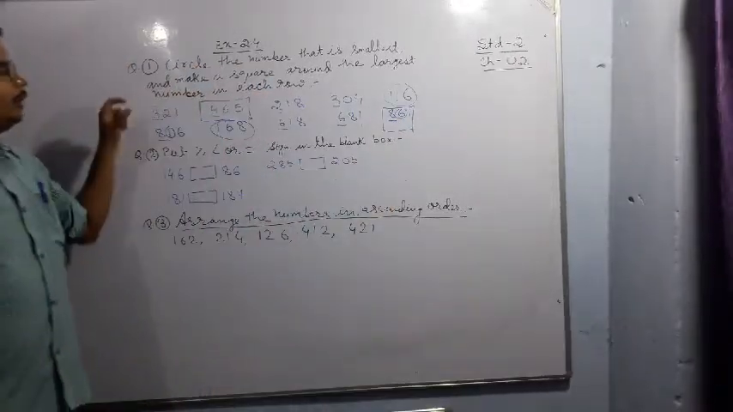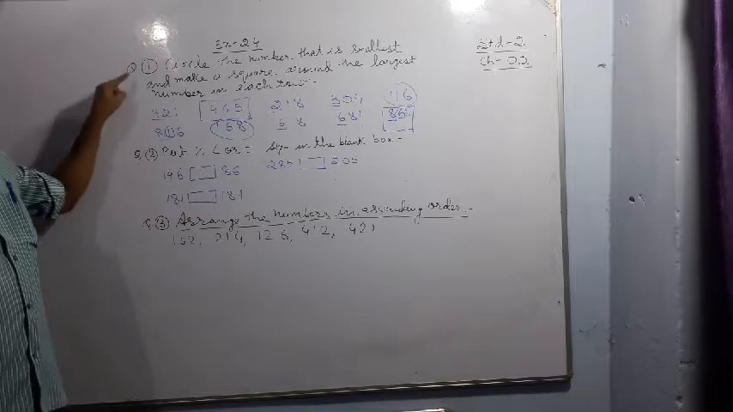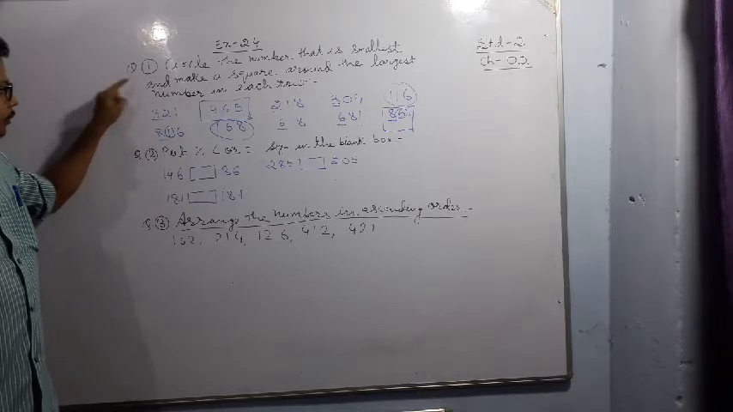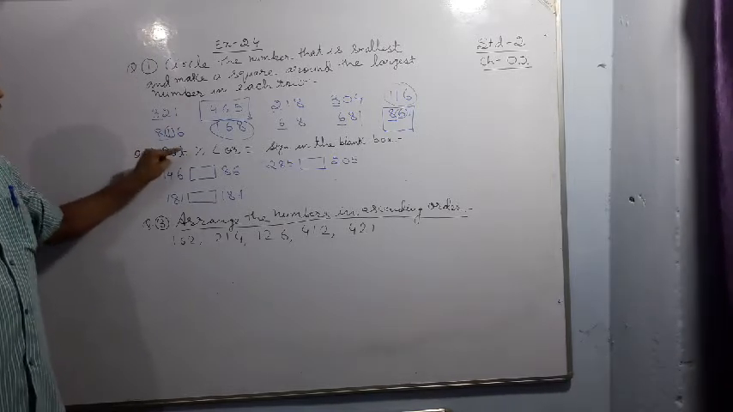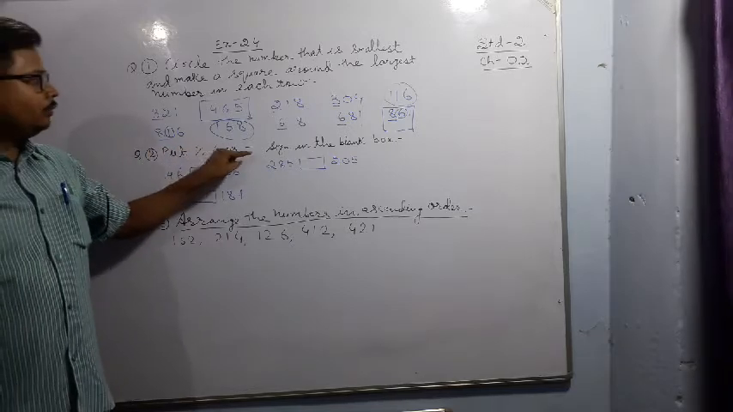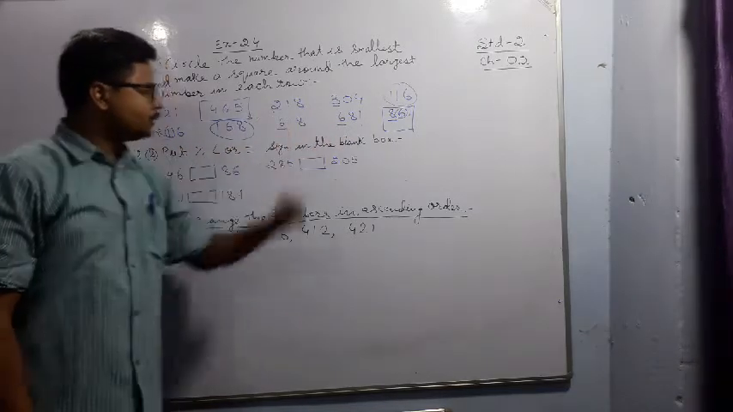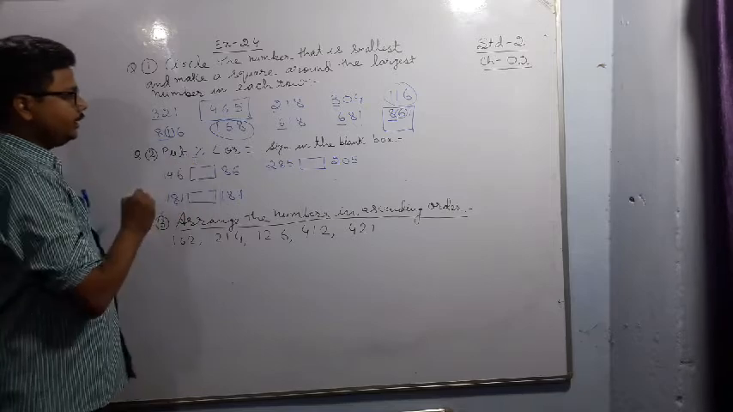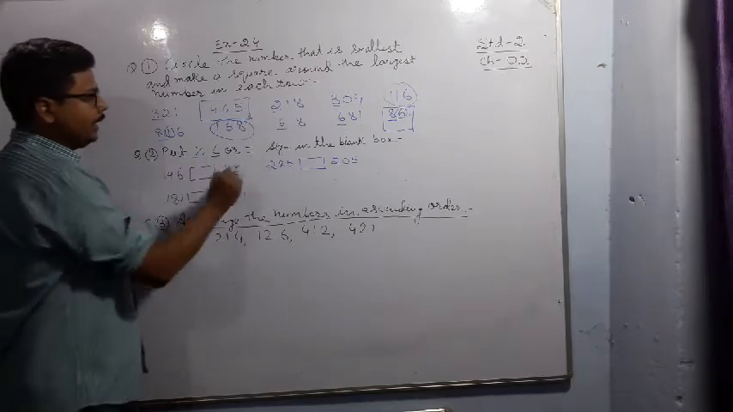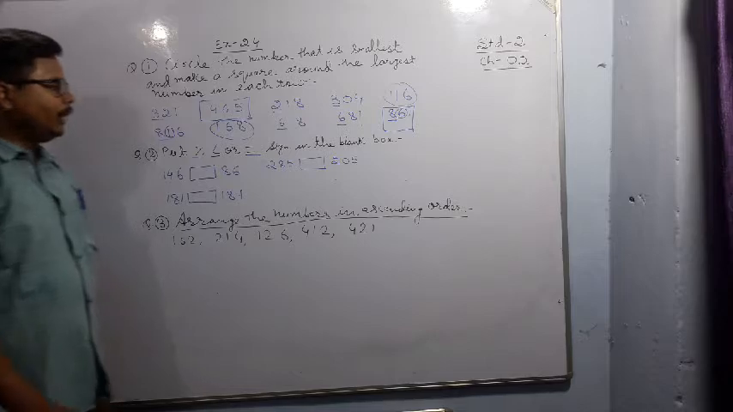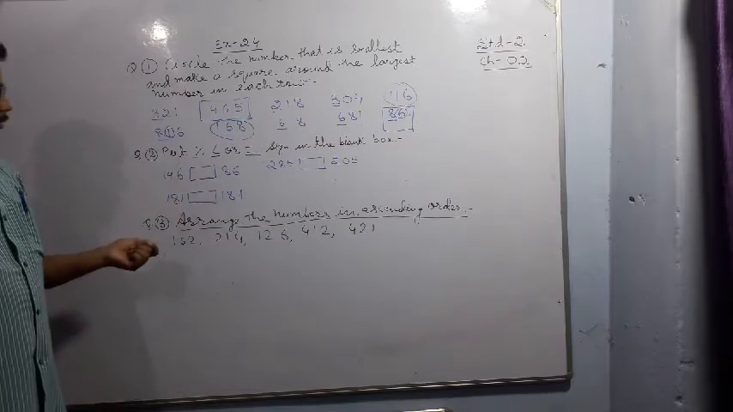So in this way you have to complete all the questions given in question number 1. Now let us come to question number 2. Put greater than, smaller than or equals to sign in the blank box. So this is called greater than, this is smaller than, and this is equals to. Okay. Now let us solve these three questions.